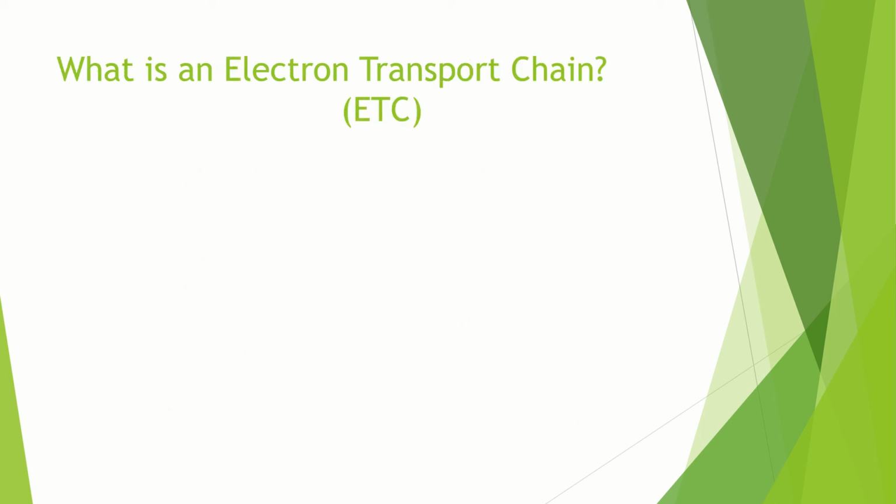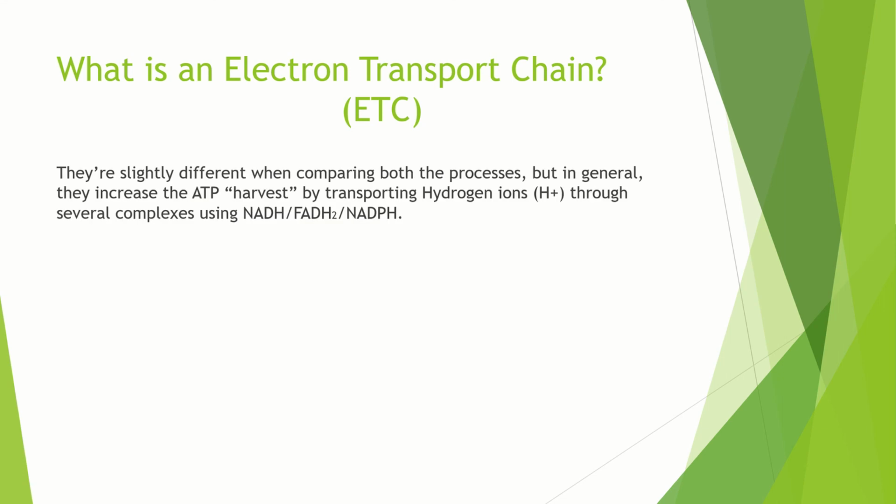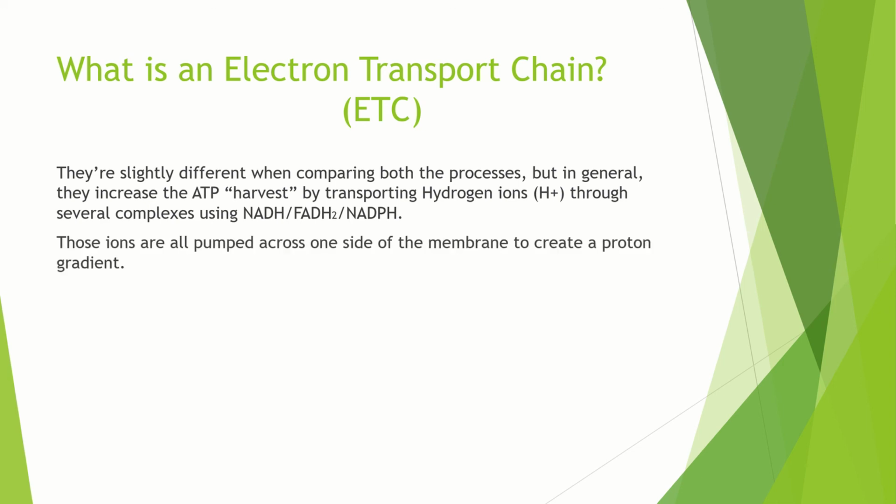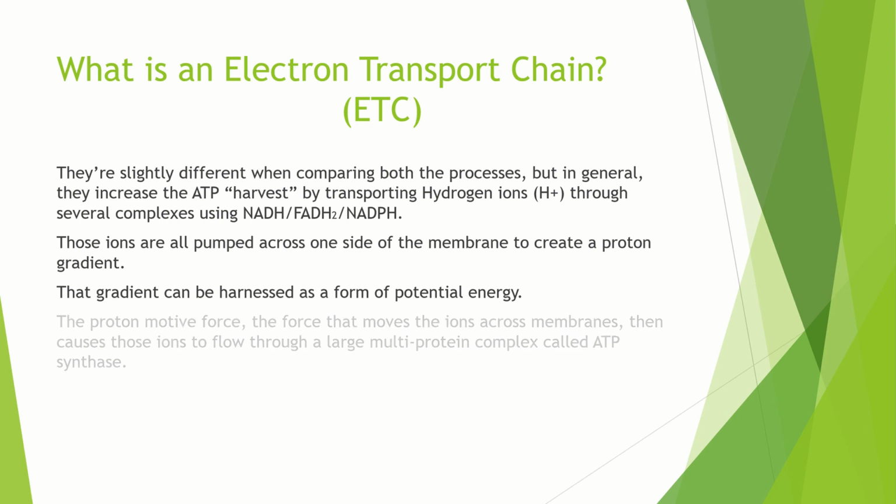What is an electron transport chain? They're slightly different when comparing both the processes, but in general, they increase the ATP harvest by transporting hydrogen ions through several complexes using NAD or FADH or NADPH. Those ions are all pumped across one side of the membrane to create a proton gradient. That gradient can be harnessed as a form of potential energy.